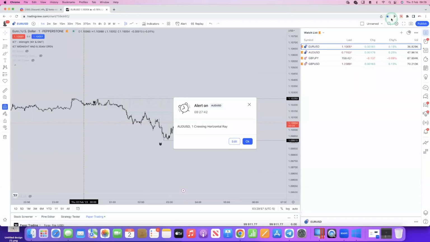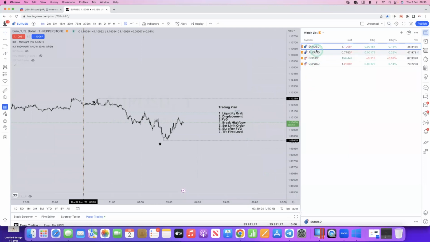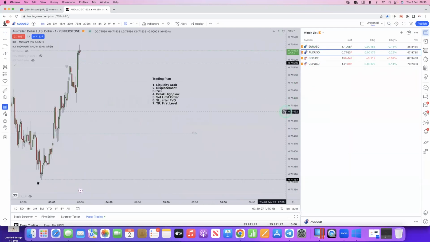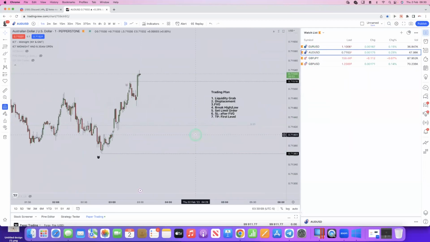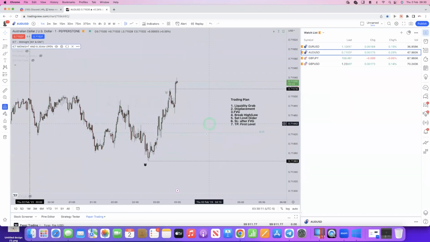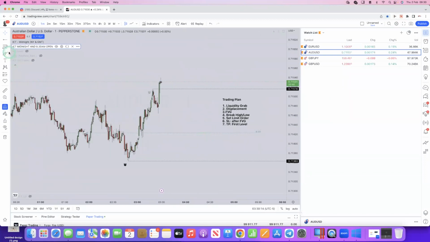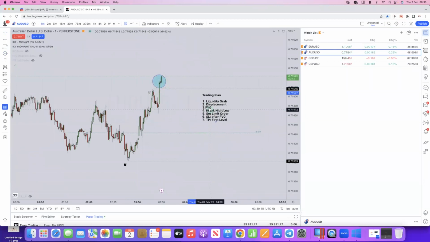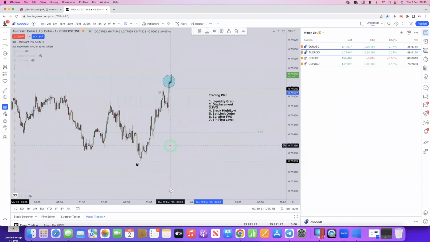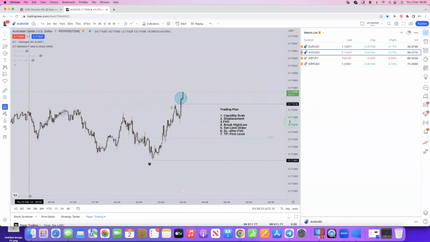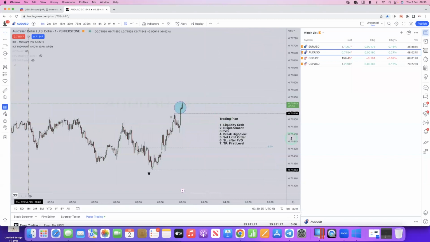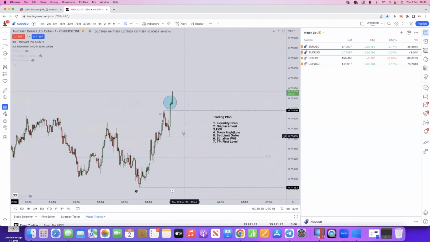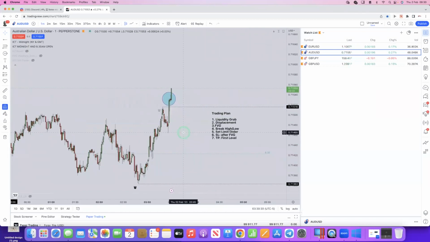Hey guys, so we got our first alert, and it's actually on the newer pair that I've brought into this, which is the AUD USD. Okay, we can see we've had a spike, making a new today's high, and our first port of call is identifying that liquidity grab, which we've done. And we'll just wait for a displacement from this, and then we shall see what we will do from there.